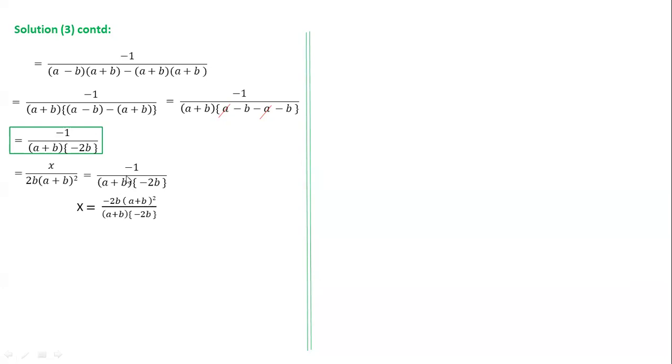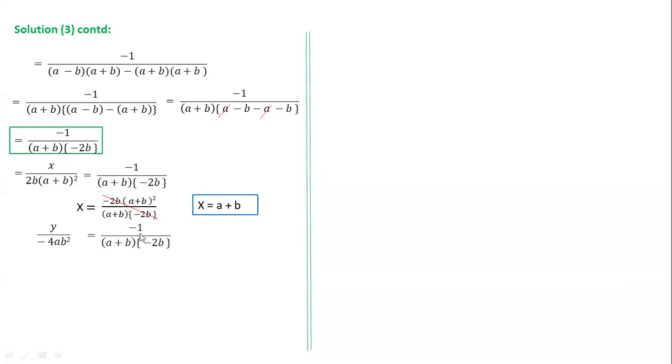X is equal to minus 2b into a plus b whole square upon a plus b upon minus 2b. Minus 2b, minus 2b cancels. A plus b and 1 a plus b cancel, and x is equal to a plus b is the answer.